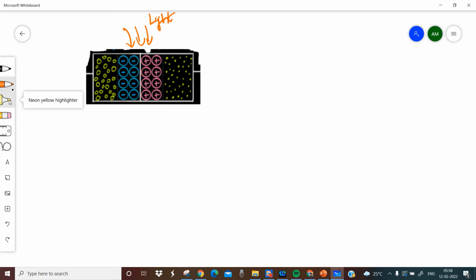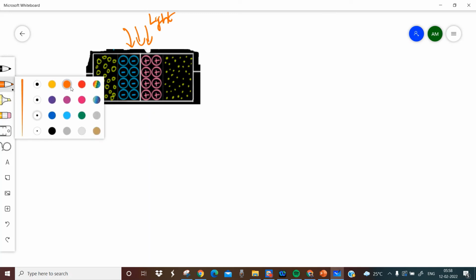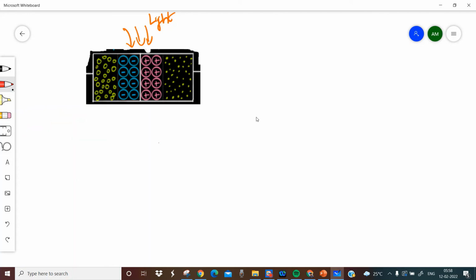Shivam, what will happen? It will get excited. Yeah, it will get excited. So suppose I'm taking one electron here. It gets excited and it is reaching here. This is the electron. So here there will be a hole. Due to this light energy, this electron breaks the covalent bond and gets excited and reaches here. Understood? So there will be a hole produced here, electrons here.